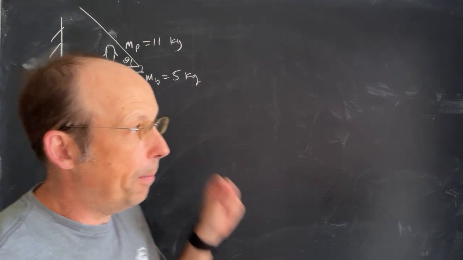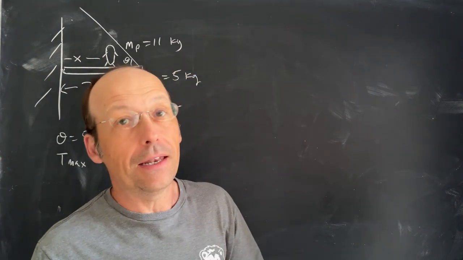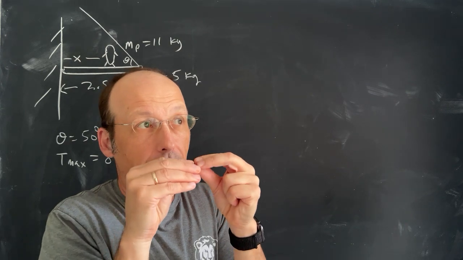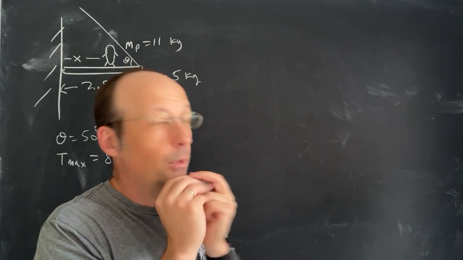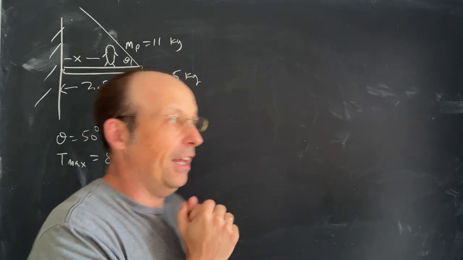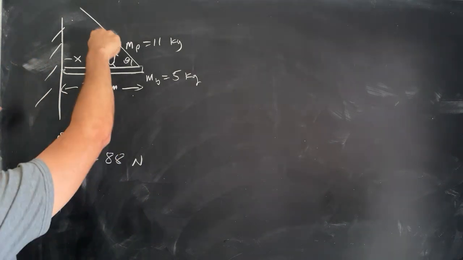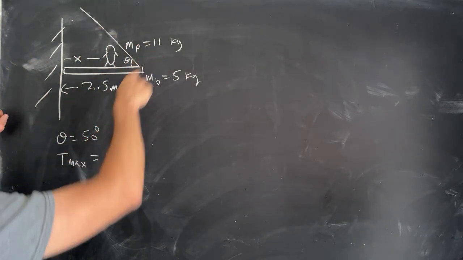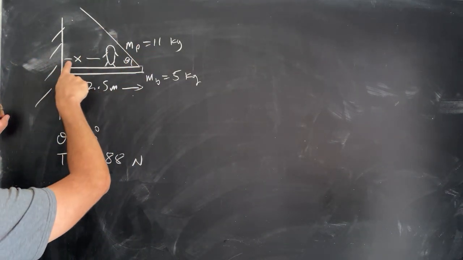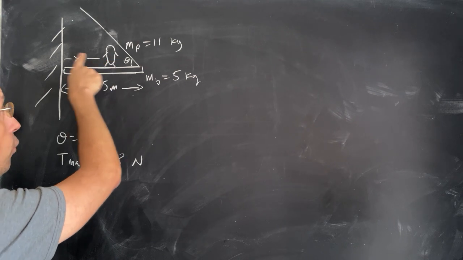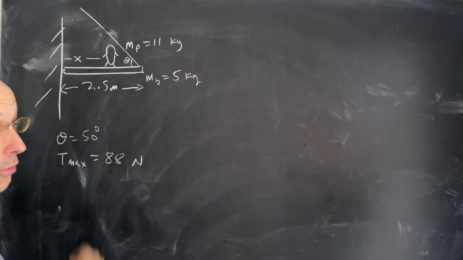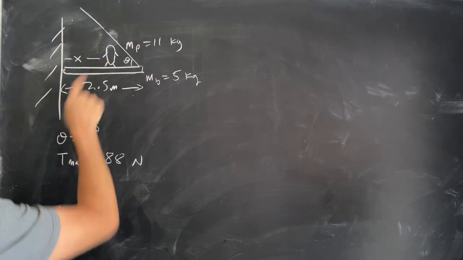Now, when we say a pin, it doesn't really matter. It's a pin. It could move, but it doesn't. So the maximum tension in this string is 88 newtons. The question is, how far can the penguin move out on the plank until the string breaks? So what's that distance x?